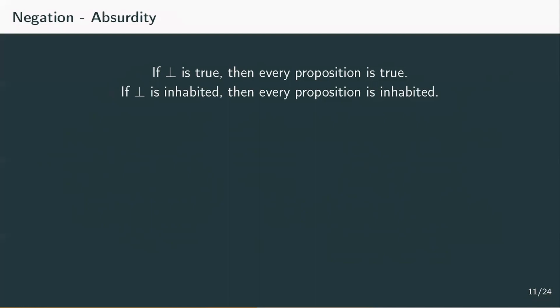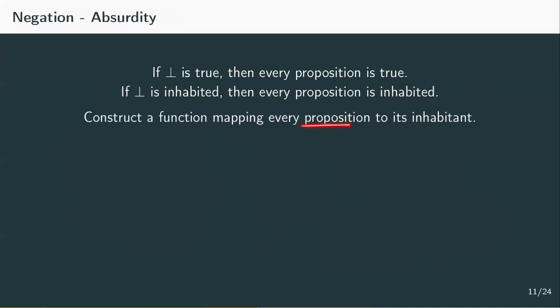In a constructive manner, we would therefore be able to construct a function f, which maps a proposition to an inhabitant of this proposition. Such a function would then have the type pi type alpha dot alpha. It takes a proposition, which is some type alpha, and it returns an inhabitant of this proposition, so something of type alpha. Now, let's analyze this ominous type.